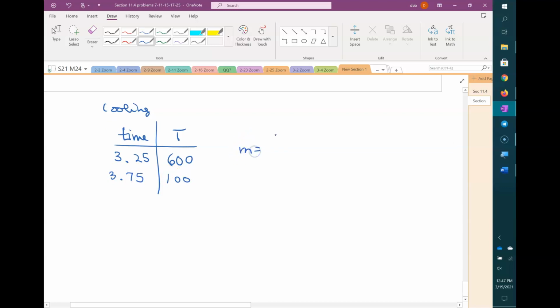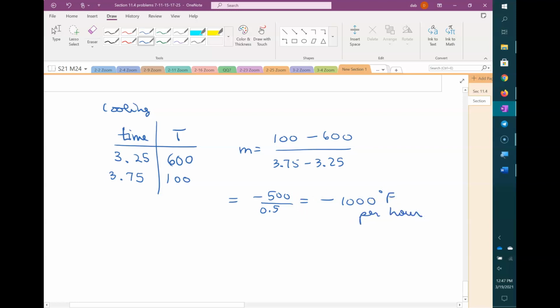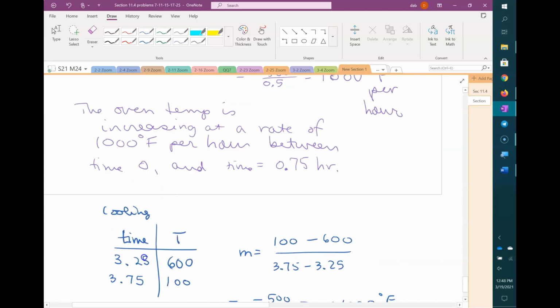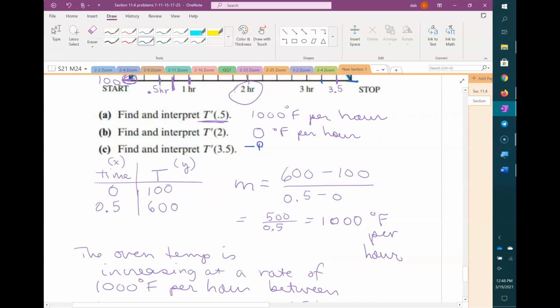So now the slope is going to be the second y minus the first y over the second x minus the first x. So that's going to be negative 500 over 0.5 or negative 1,000 degrees per hour. So that's because the temperature is decreasing. So you get a negative number for the slope of the tangent line when the thing is decreasing. So this one's going to be negative 1,000 degrees F per hour.